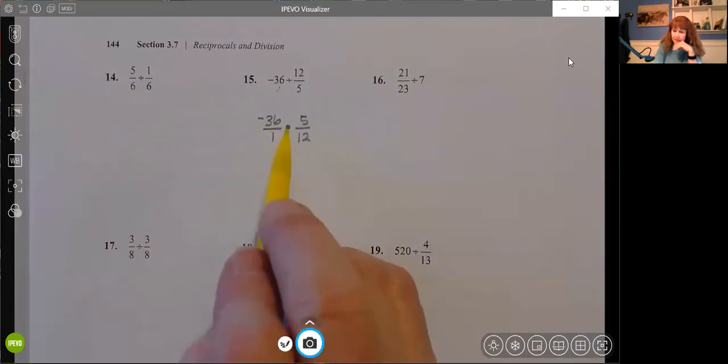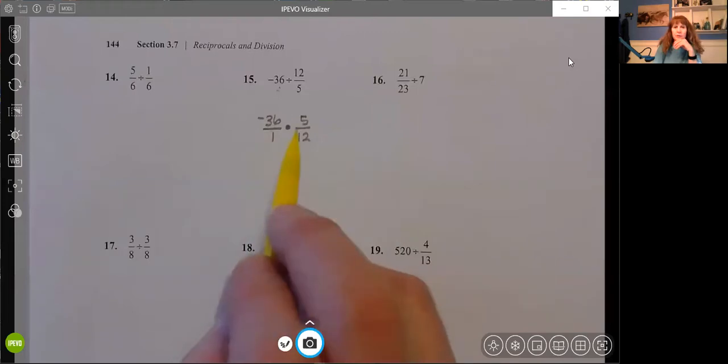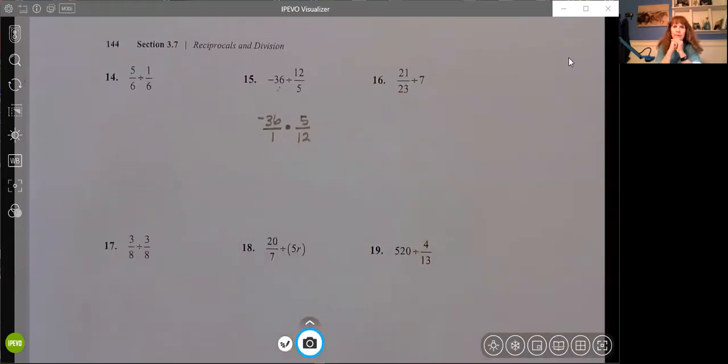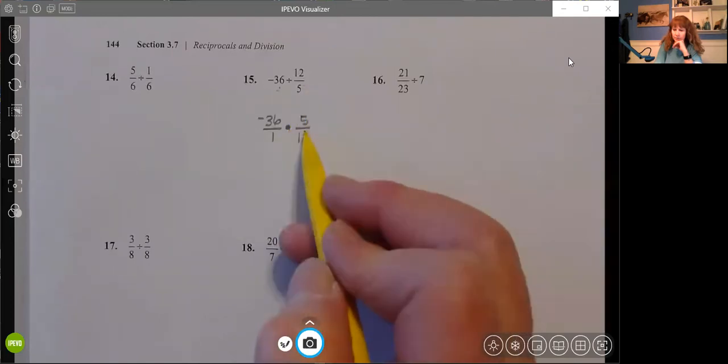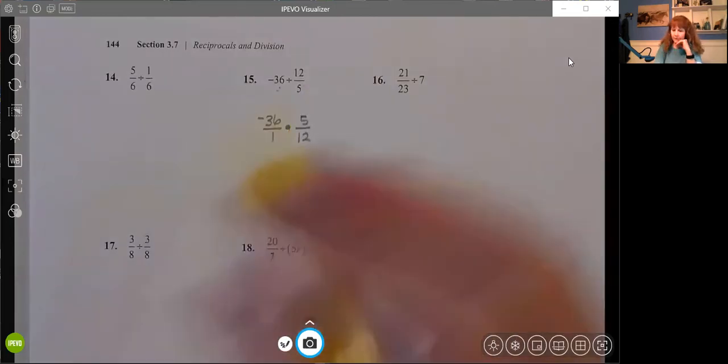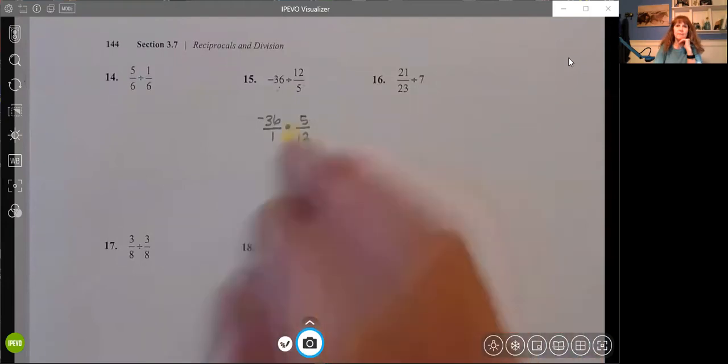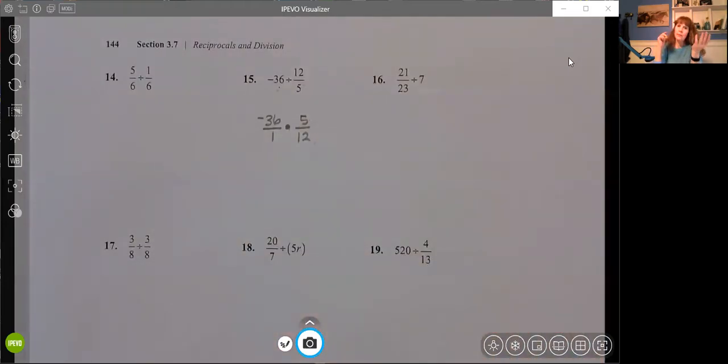So we have our copy dot flip. We've made it into a multiplication problem. So we changed this to multiplication, and we took the reciprocal of the 12/5 and got 5/12. So now again, I know that my answer will be negative, but I want to reduce before I multiply. And I do know that 12 goes into 12 once, and 12 also goes into 36.